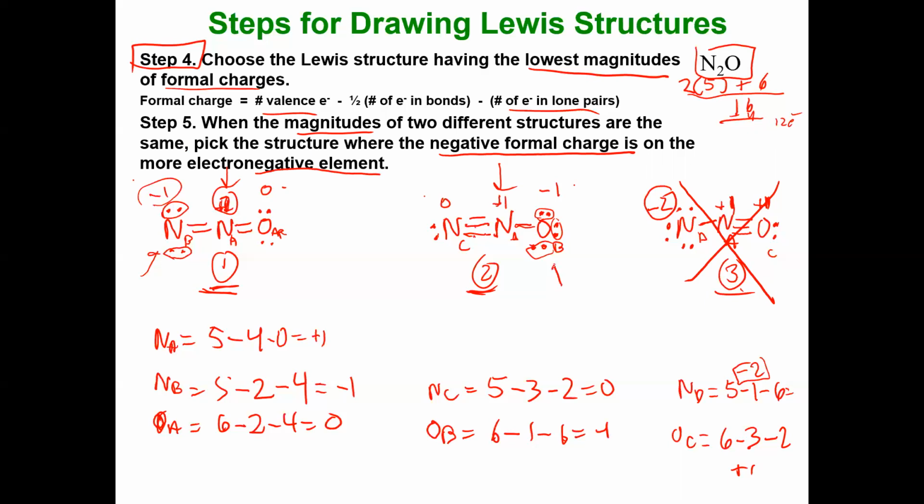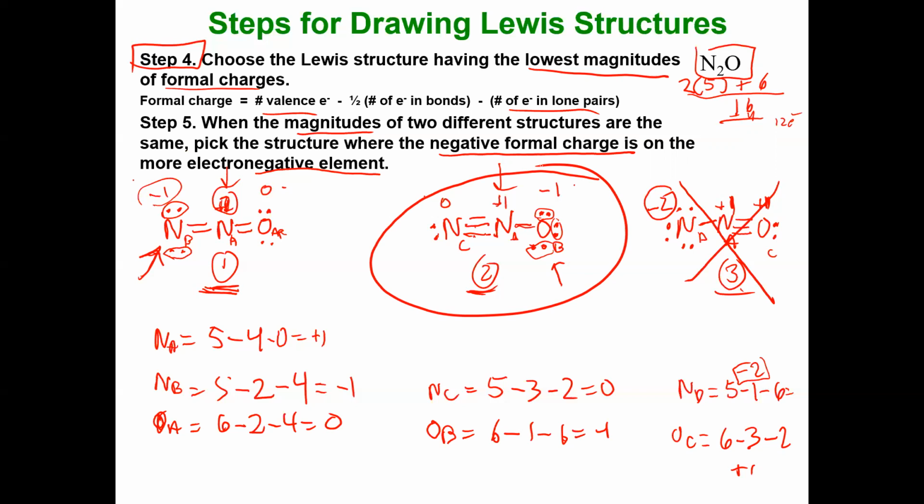Here on number 2, the oxygen carries the -1 formal charge, and on structure number 1, the nitrogen carries the -1 formal charge. So which one's more electronegative? Oxygen. It's closer to fluorine. So the preferred structure is number 2, because we want the oxygen to carry the -1 formal charge.